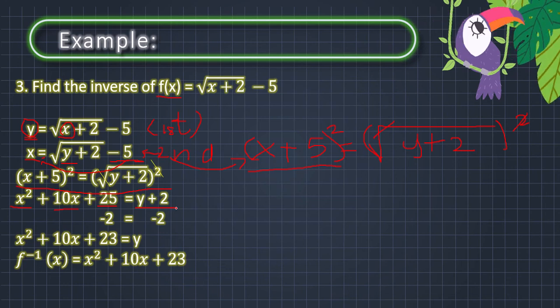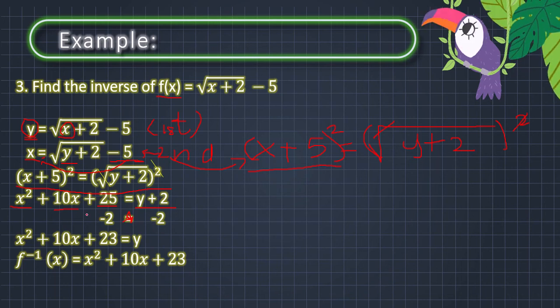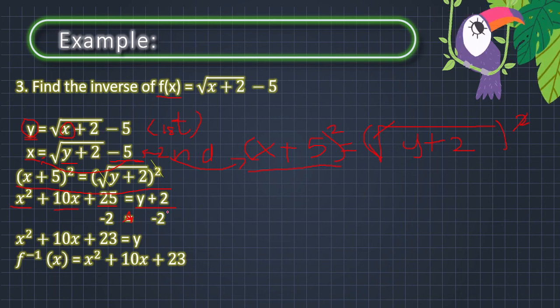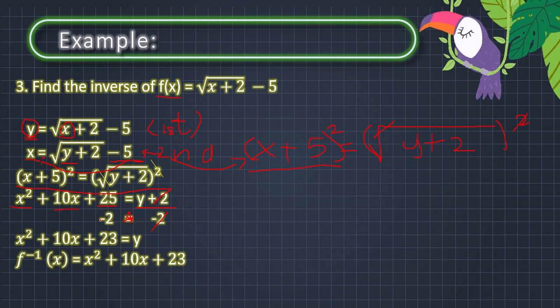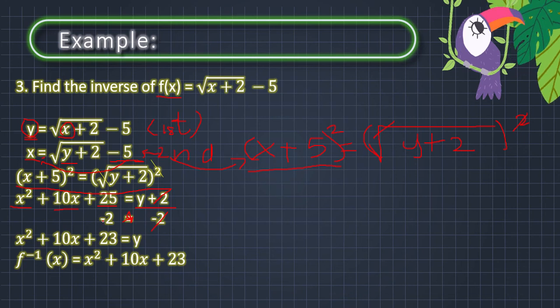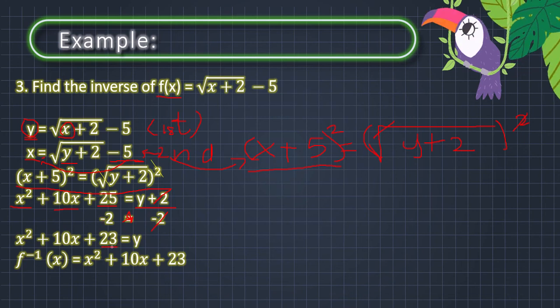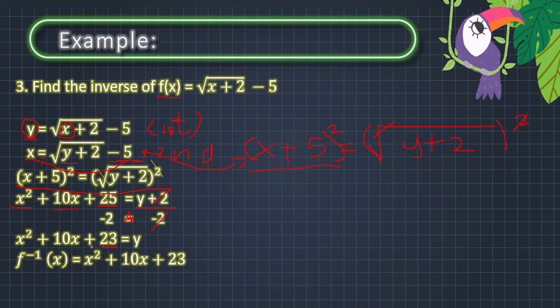After that, we are going to subtract 2 from the left side and subtract 2 from the right side. Don't be confused by this symbol here. It should be minus 2 on the left, minus 2 on the right. So we cancel out this and this one because it is equal to 0. Therefore, 25 minus 2 is equal to 23 as we combine the like terms. Now we have the value of y already.